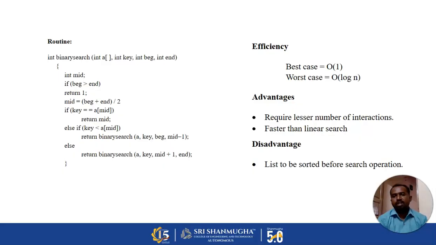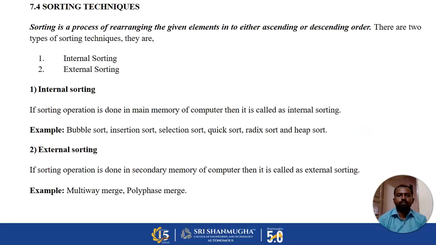Okay, efficiency: best case O(1), worst case O(log n). What are the advantages? It requires a lesser number of instructions and is faster than linear search. What are the disadvantages? The list must be stored before the search operation.